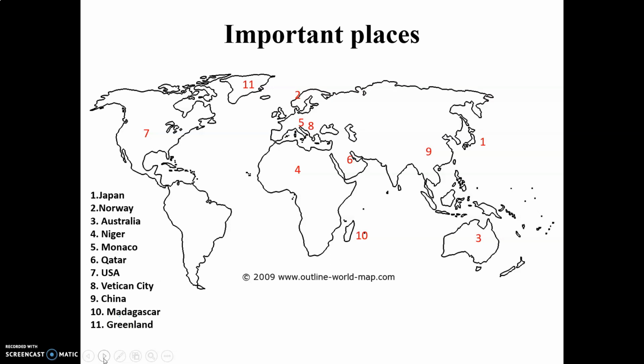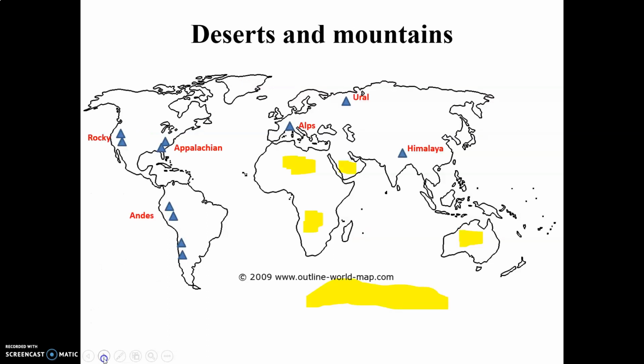After mineral resources, try to remember some of the important places: Greenland, Japan, Norway, Australia. Each and every place has some or the other importance. For example, Vatican City is the smallest country in the world. China has the highest population in the world. Madagascar is a very famous island. USA is the largest coal producer. Australia is an island country. All these places are very important from an environmental point of view.